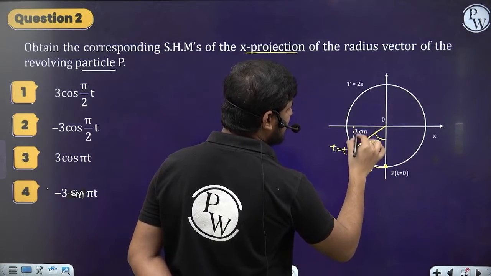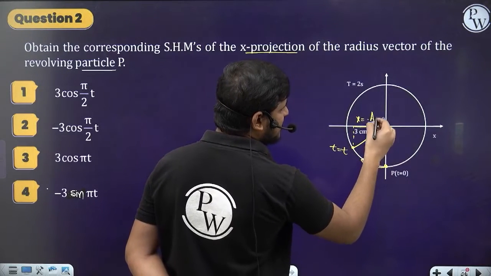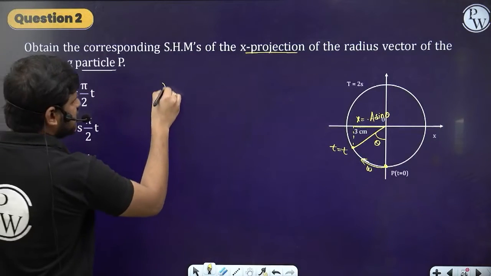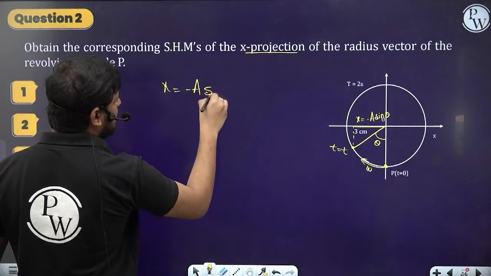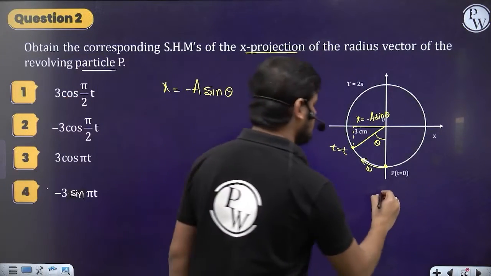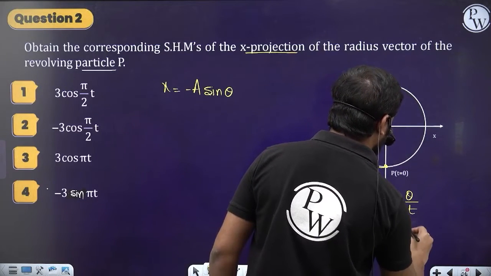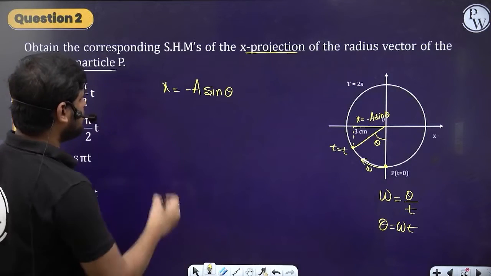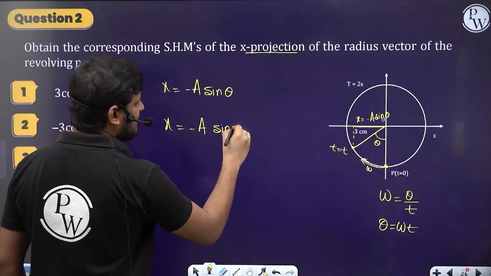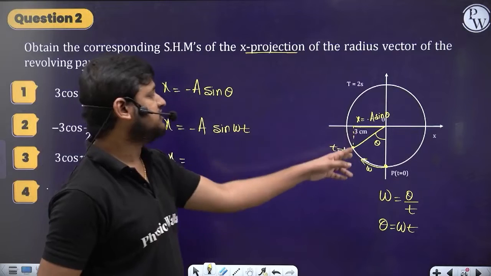Obviously the projection on x, as it is towards the left, will be x equals minus a, and theta is here, so sin theta will come. So x equals minus a sin theta. In place of theta I can write omega t, since theta is equal to omega into t. So x equals minus a sin omega t. What is a? The amplitude is given as 3.